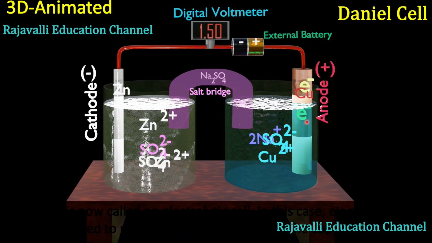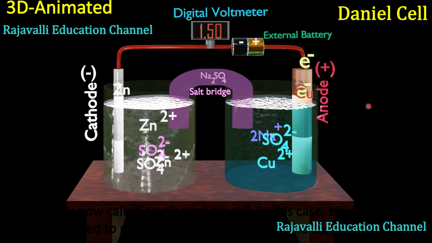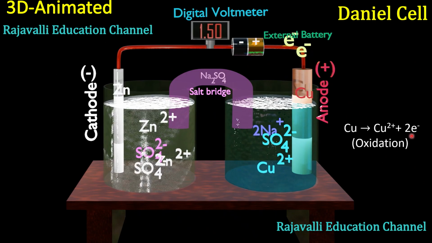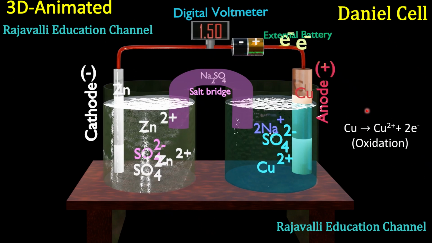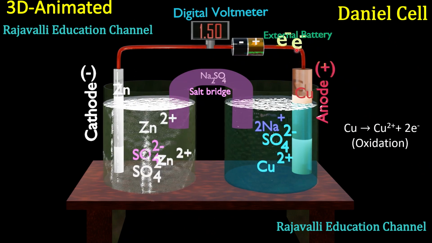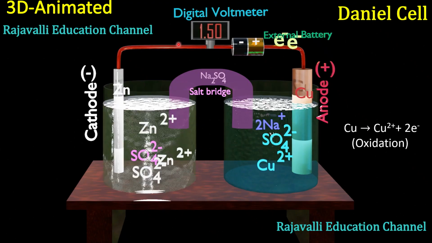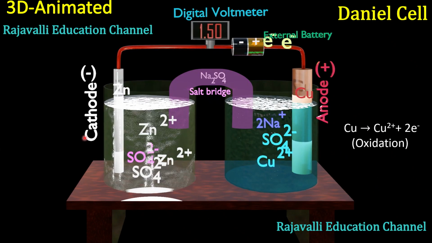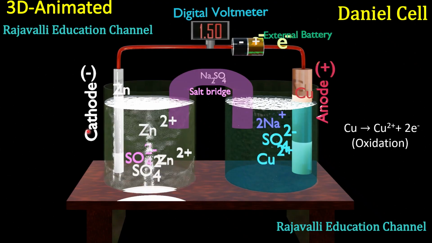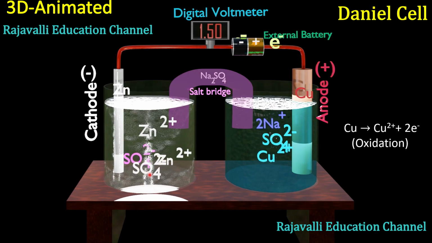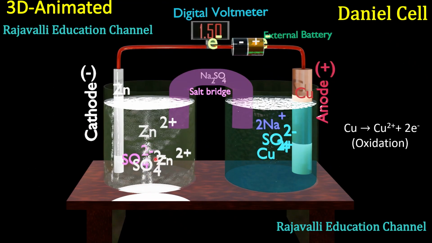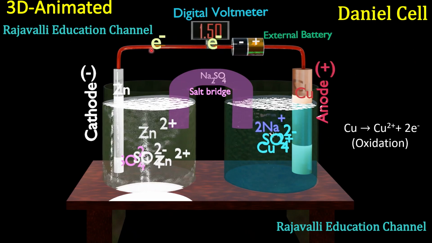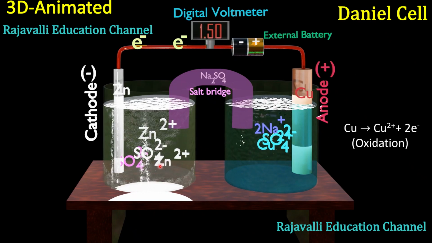At the copper rod, oxidation occurs, that is, copper gives copper 2 plus and 2 electrons. These electrons travel through the external circuit to the cathode, which is now the zinc rod. At the cathode, the zinc 2 plus ions present in the zinc sulfate solution accept these 2 electrons and get reduced.